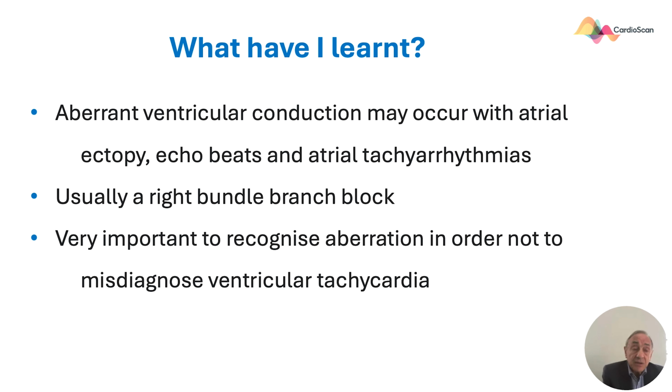So what have I learned? Aberrant ventricular conduction may occur with atrial ectopy, echo beats, and atrial tachyarrhythmias, usually a right bundle branch block, but it can also be a left bundle branch block. It's very important to recognize aberration in order to not misdiagnose ventricular tachycardia.